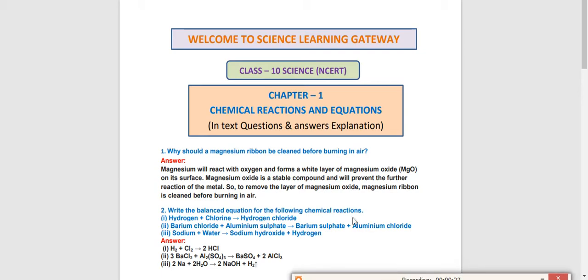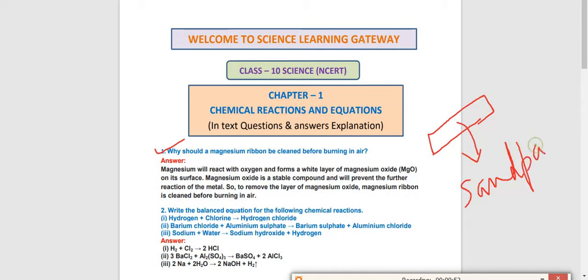Okay, so the first question which we have over there is, why should a magnesium ribbon be cleaned before burning in air? One experiment was there in the first page. In that one, magnesium ribbon was there, and it is said that we have to clean the magnesium ribbon first with the help of a sandpaper, and then only we can burn the magnesium ribbon. So what is the question which is asked? Why should we clean the magnesium ribbon before burning? So what is the correct answer?